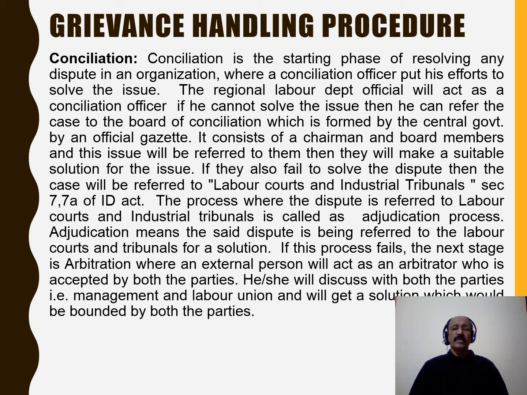And if this process fails, the next stage is called arbitration, where an external person, especially a retired judge of the Supreme Court or High Court, will become an arbitrator, and he or she may come out with clarity as far as the grievance is concerned, involving both the employee as well as management. And once this arbitrator gives a decision, that will be binding, and no further arbitration will be allowed. So this is the last stage. Arbitration is usually the last stage, but by this time the issue would have become of a higher magnitude.